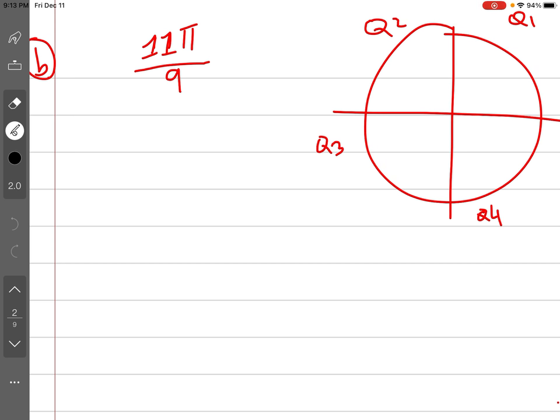But first, an easy way to solve this is to do the same thing I'm going to do in degrees, and then you can look up on the graph where the exact function is, or where 11 pi over 9 is. So make sure to understand this.